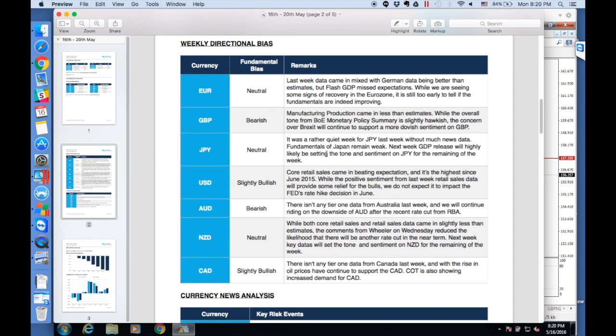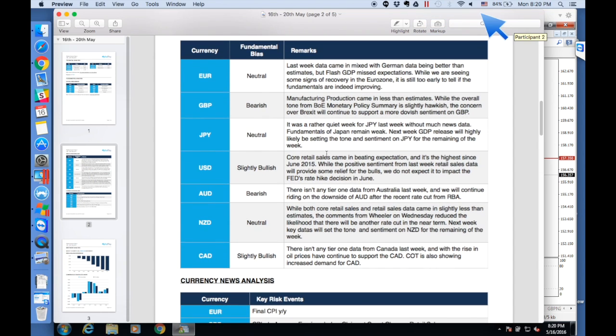And then of course the Japanese yen is mixed, again neutral, because last week there wasn't any new data. I never include the franc here, but the fundamental nature of the Japanese yen and franc is usually weak. They only become strong when there is a risk-off environment. So it's a very sentiment-play kind of currency. When the financial market is uncertain, people do not want to take risks.